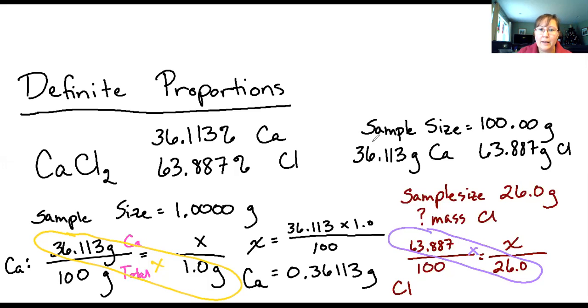Okay, and I'll end up with my chlorine equal to 16. Now I can only have 3 significant figures, so this becomes 16.6 grams. Okay, so that's one way to do the math for this type of problem.